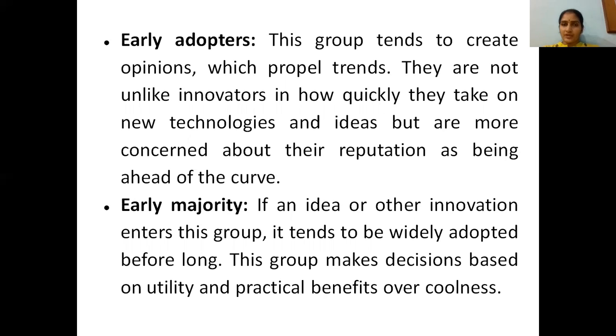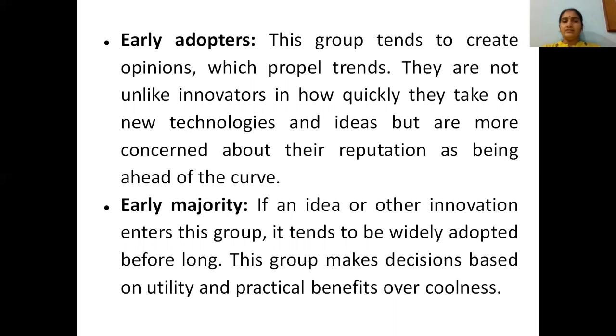With new technologies and ideas, they are more concerned about their reputation. They think, if I go and buy this, whether my reputation would be affected, or whether my reputation will increase, or whether my reputation may not be downgraded. This kind of analysis would be done by these early adopters before adopting any new technology. Of course, they are also risk takers. They are also ready to accept the change, but they are more concerned about their reputation as being ahead of the curve. So this category of adopters, we call it early adopters.